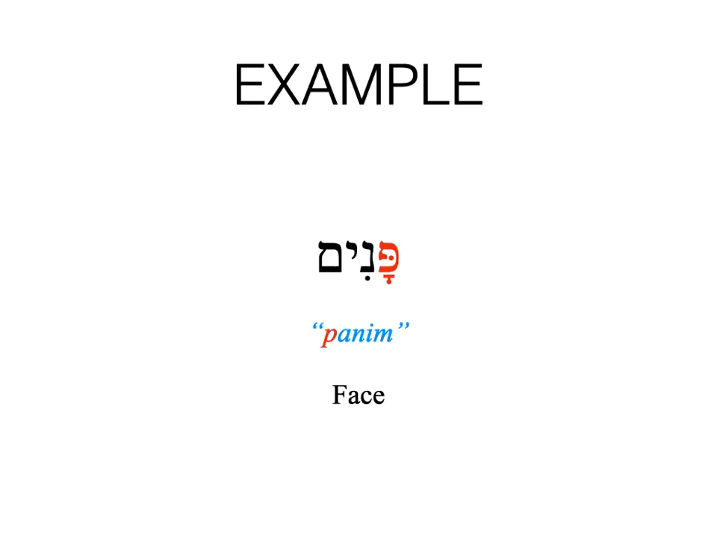And here's the example. You know all the letters here. The first vowel is a, the next vowel you actually already know as well. That's the yod with the e sound, right? So the pronunciation would be panim, and it means face.